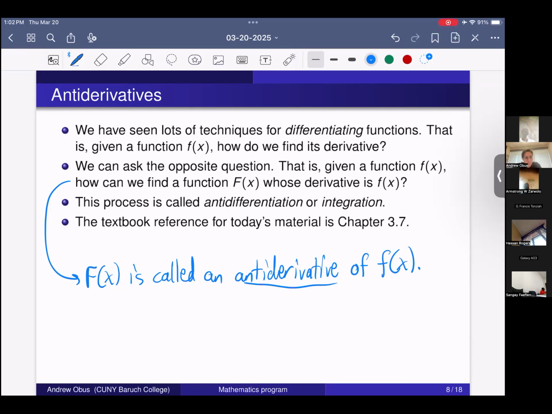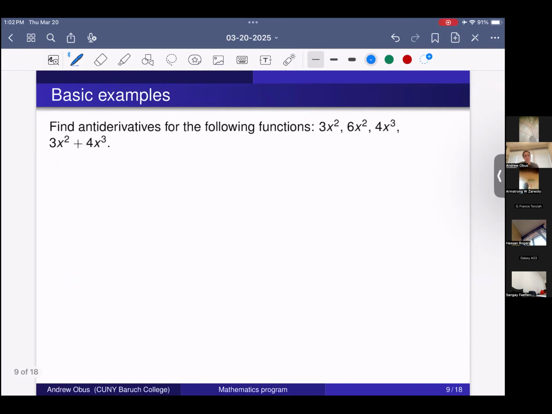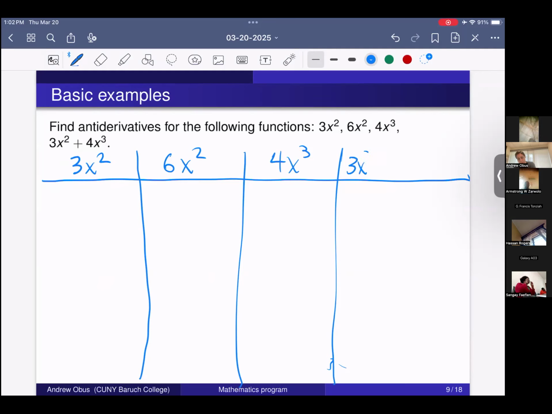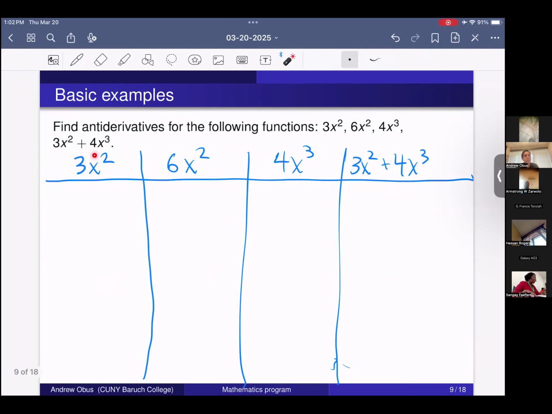Okay, great. Okay, so let's first just do some examples. Let's try to compute some examples. So we want to find antiderivatives for the following functions. So 3x squared, 6x squared, 4x cubed, and 3x squared plus 4x cubed. So let me just write these functions here. 6x squared, 4x cubed, and here 3x squared plus 4x cubed. Okay? So this we're just going to do by guessing.